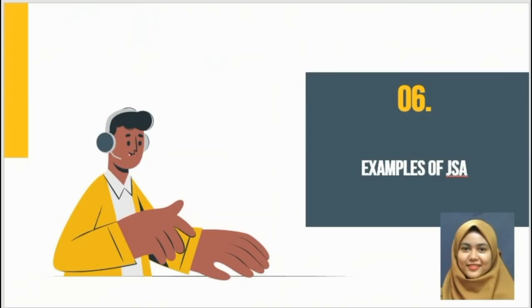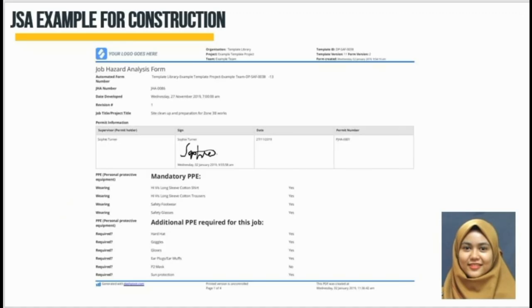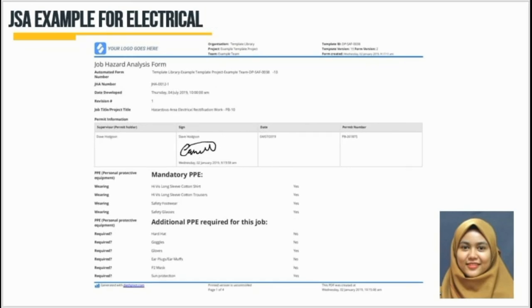Next, we go to the examples of JSA. Firstly is the example of JSA for construction, and secondly is the example of JSA for electrical.